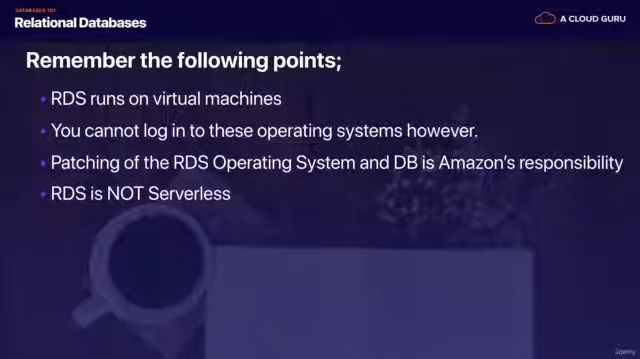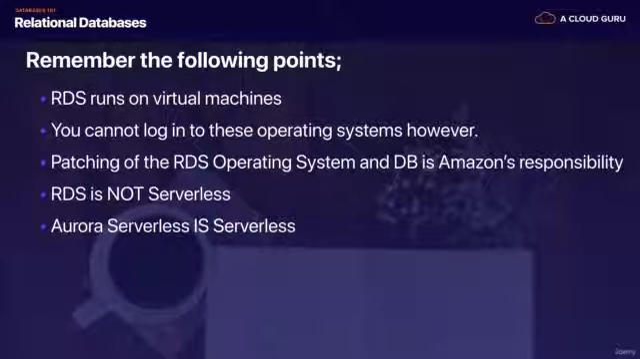Now, before everyone jumps up and down and screams at me saying Aurora has serverless Aurora, yes, that's the exception to the rule. But overall, RDS is not serverless. It does run on virtual machines, and even though you can't access them, Amazon can. So RDS is not serverless with the exception of Aurora, and we'll cover that off in the Aurora lecture. And so Aurora serverless is serverless, but everything else inside RDS is not serverless.